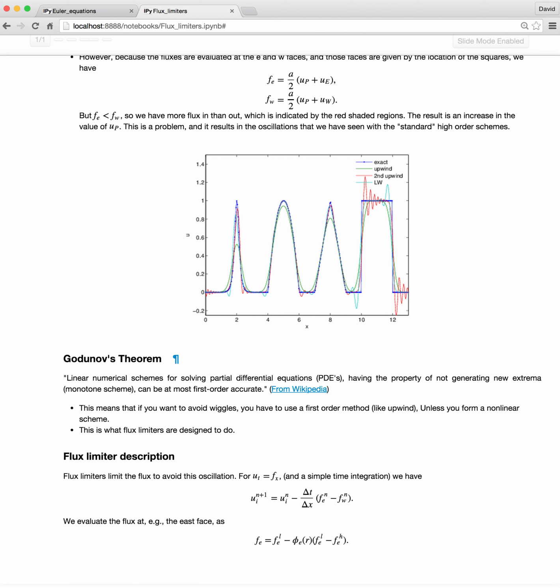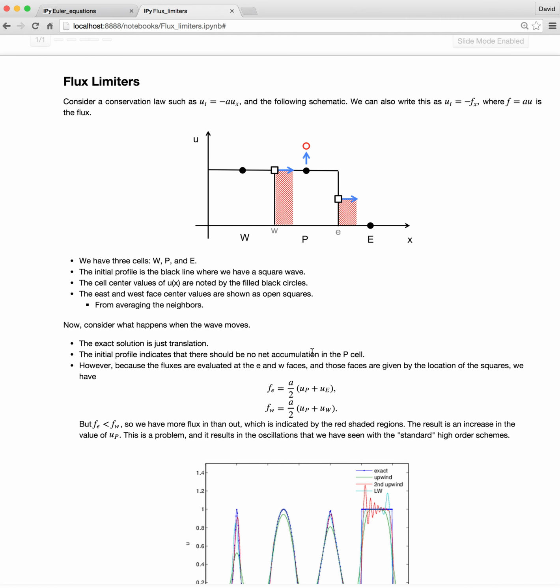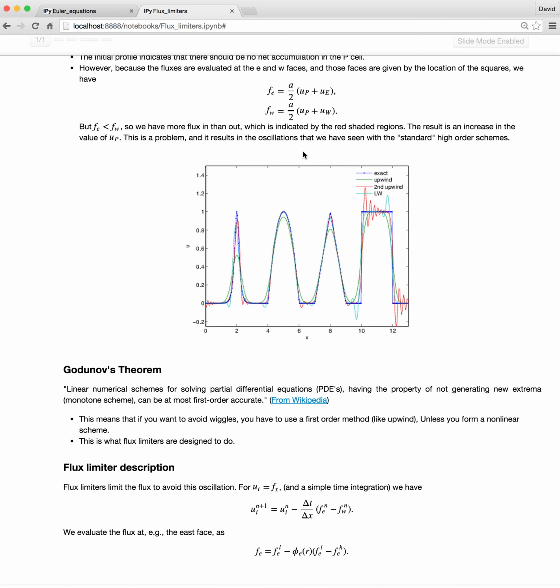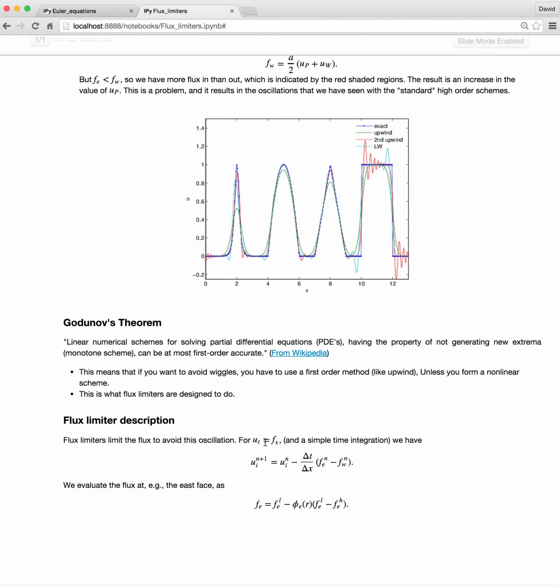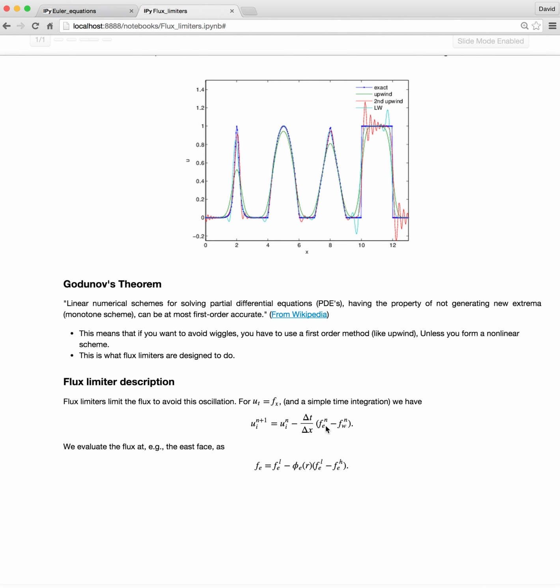Flux limiters limit the flux, as the name indicates, to avoid the kind of oscillation that we saw. So if we scroll up, we saw that the flux here was too high, or conversely the flux here was too low, and that's what resulted in this oscillation. We got too much mass going into the cell. For flux limiters, we can consider a simple time integration, like an explicit Euler time integration, or we can build it up as we would in a Runge-Kutta-like method, but here this is just written for a simple time integration. And what we need to do is be able to evaluate the flux on the east face and the flux on the west face.